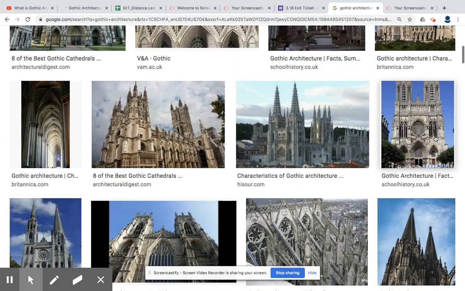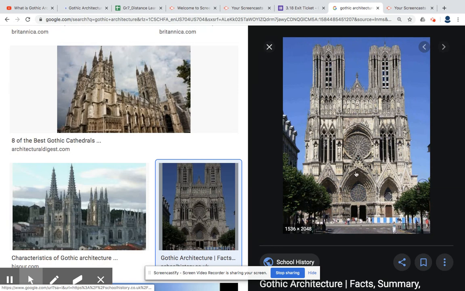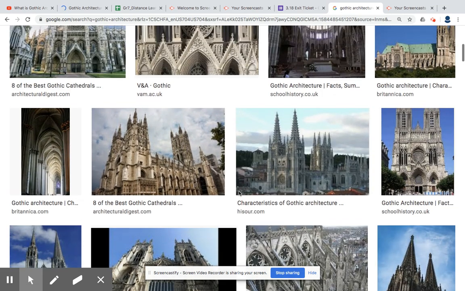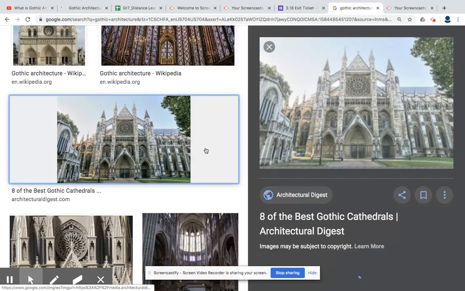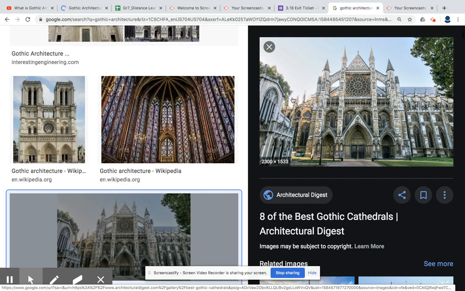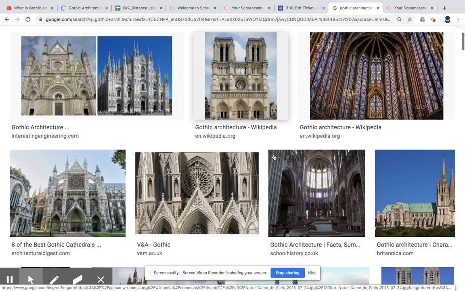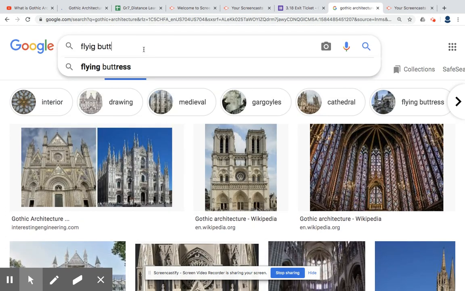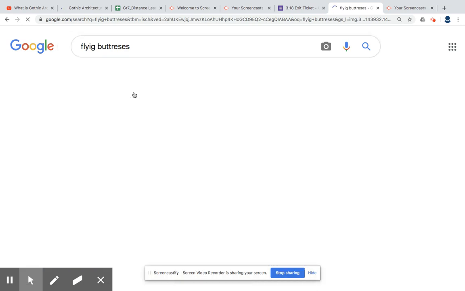Here are some more examples. Here's another one. See the pointed arches here, very high, very high, thin walls. And one way that they got around making such thin walls was because they developed these things called flying buttresses. These things, I'll show you in a second. Another one, flying buttresses. This wall is supporting the rest of the building. Let me see. There's some real good examples. Flying buttresses.